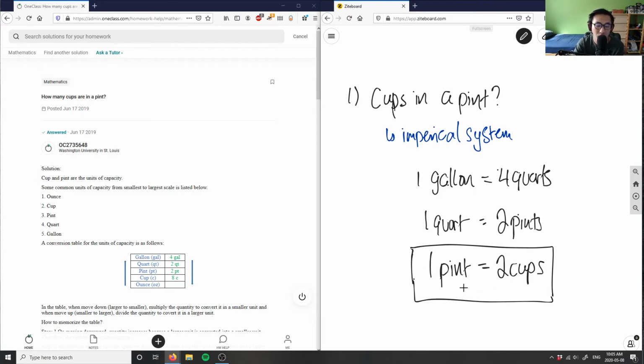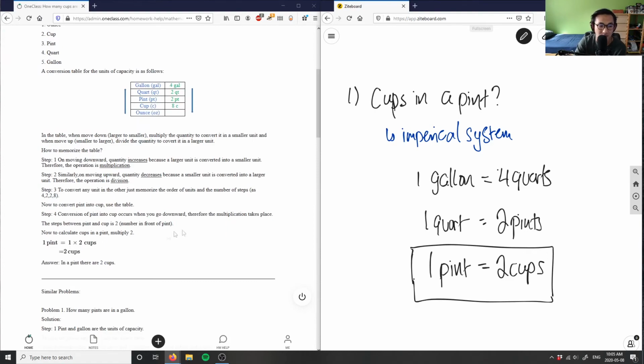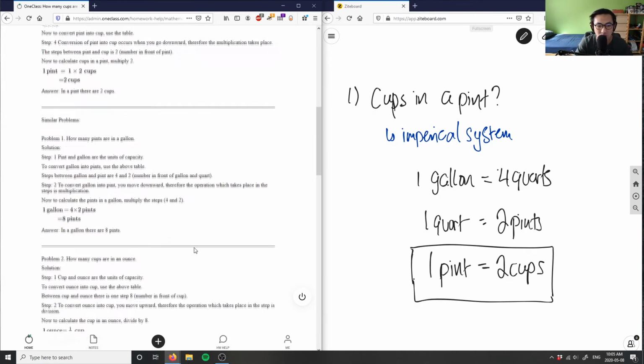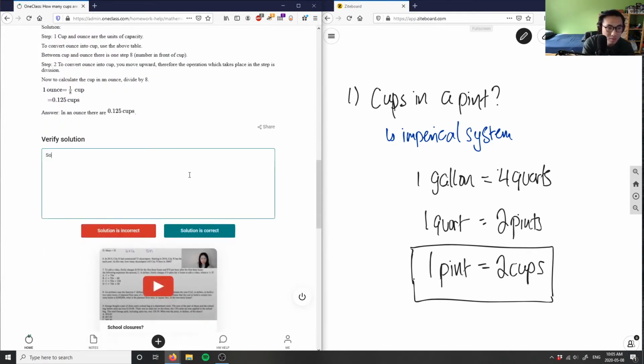We know that it's stated that 1 pint equals 2 cups. So here, this is our correct answer. So again, in a pint there are 2 cups. So the solution here is correct.